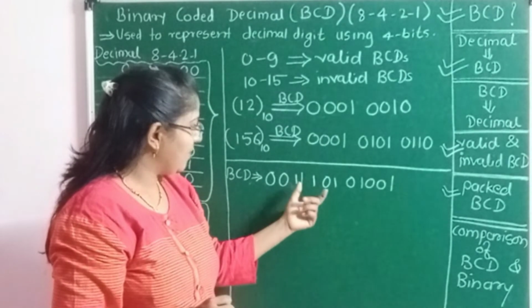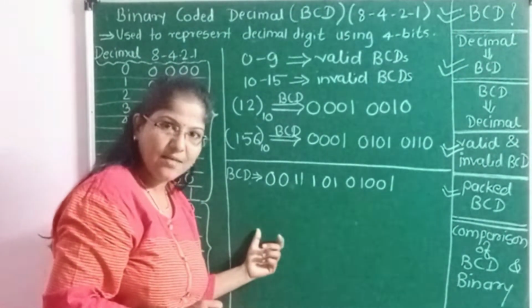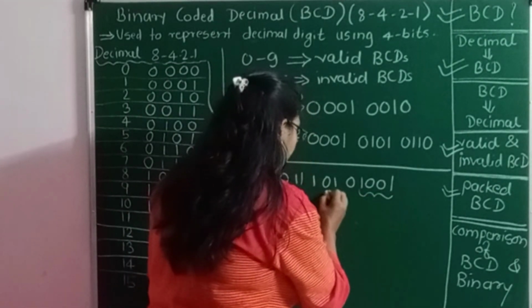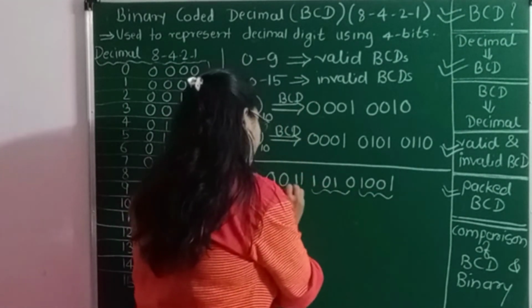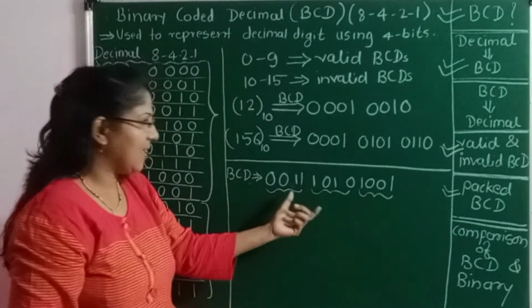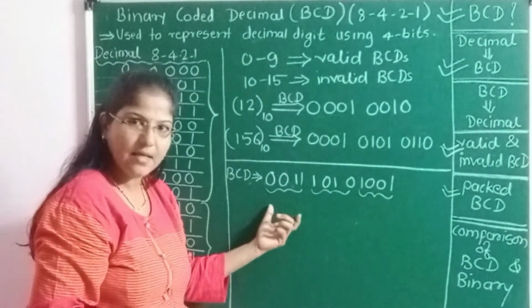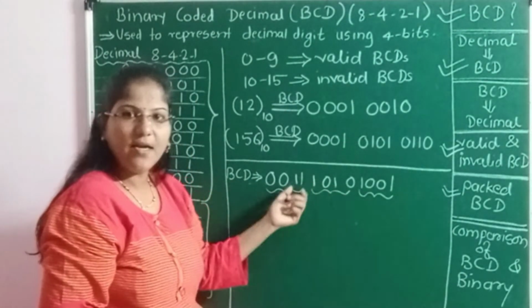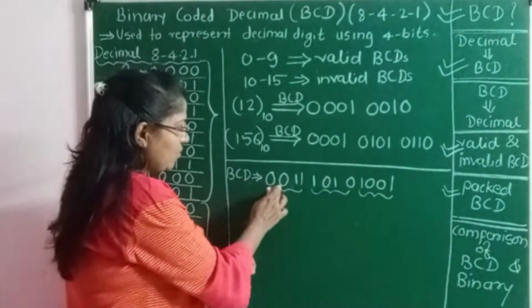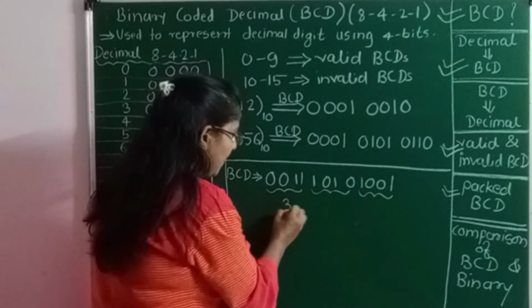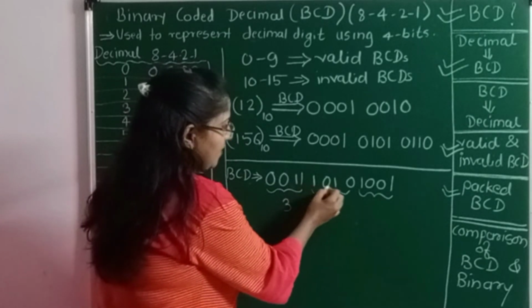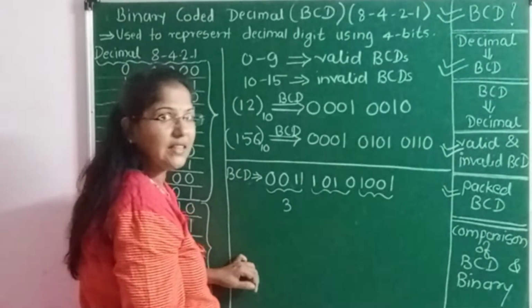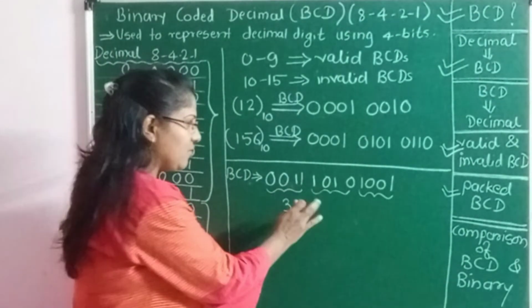So, when we are converting BCD back to the decimal, we have to form groups of 4 bits from the right side. So, how many groups are there? 3 groups are there in the given example. After that, we have to replace each group by its equivalent decimal. So the first one is 0011, its equivalent decimal is 3. Then 1010, this is 8 plus 2, it will become 10. That is invalid BCD. So this is not valid BCD.